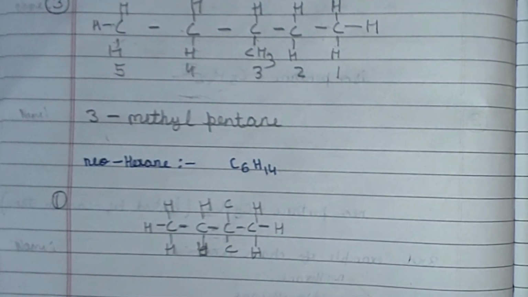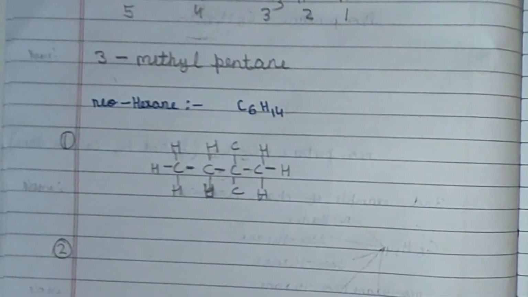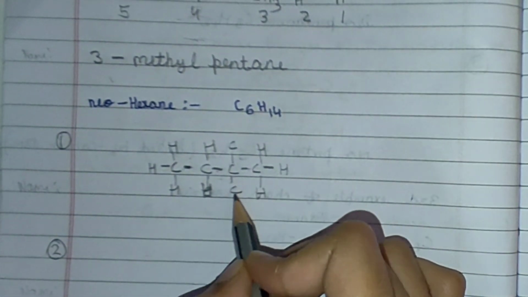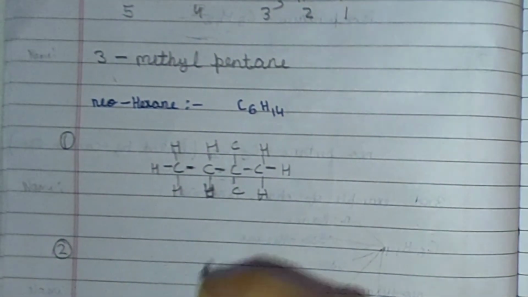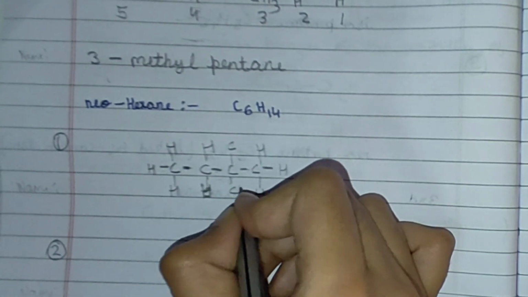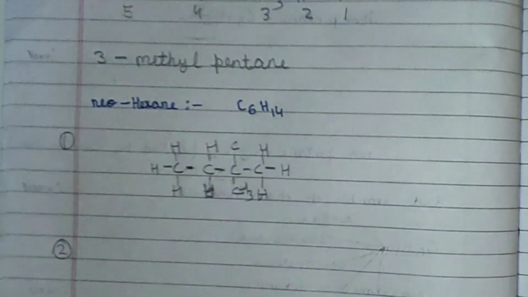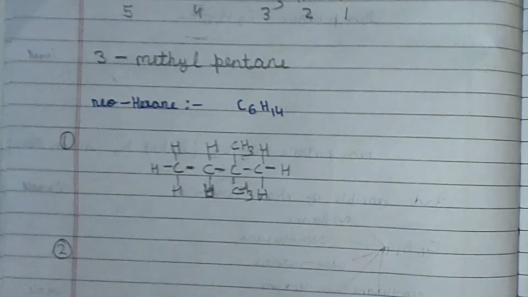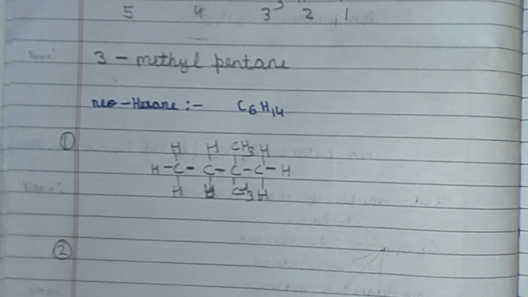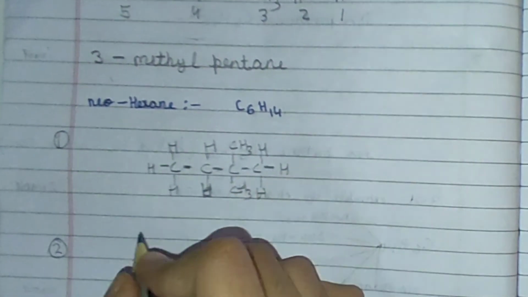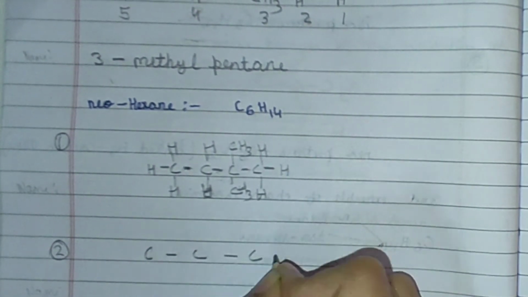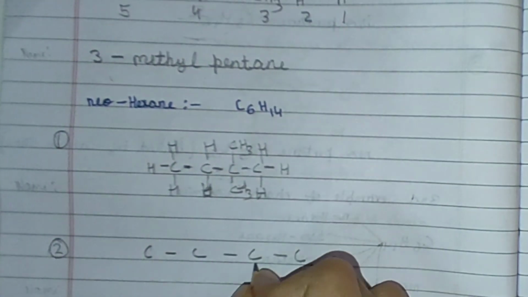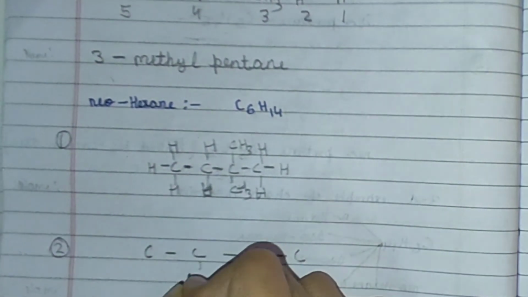Done. Now we have to draw one more structure for neohexane. Before drawing it, can you see these 2 carbon atoms are not satisfied? They have only 1 bond, so we will write H3 here and H3 here. Satisfied? Okay. Now we will draw one more structure for neohexane. Here we will only draw 4 carbon atoms. 1, 2, 3, 4. Okay. And on the second and third one, we will put a methyl group as substituent.